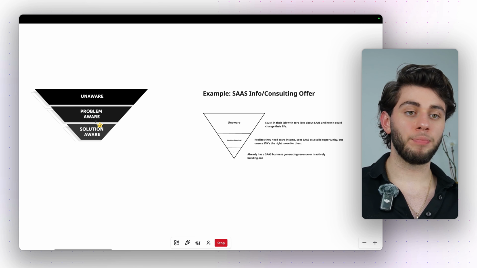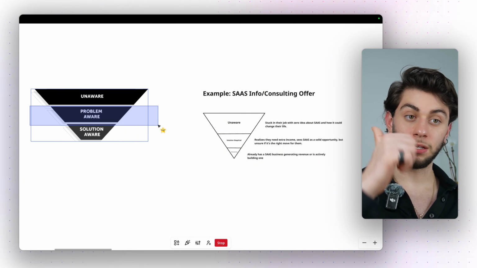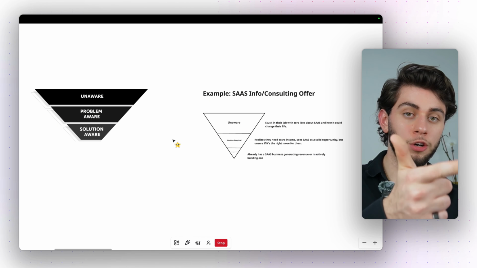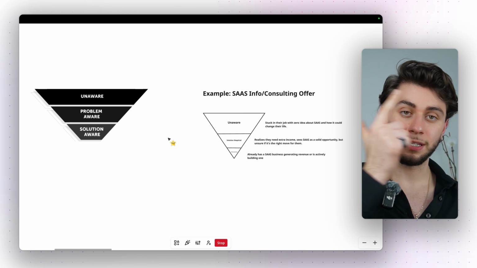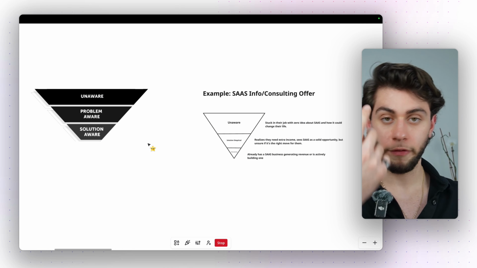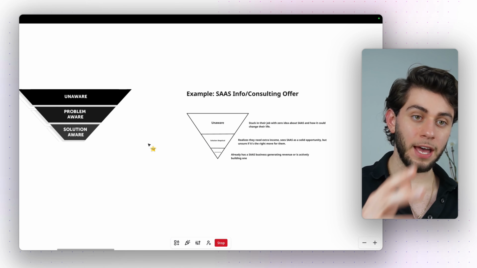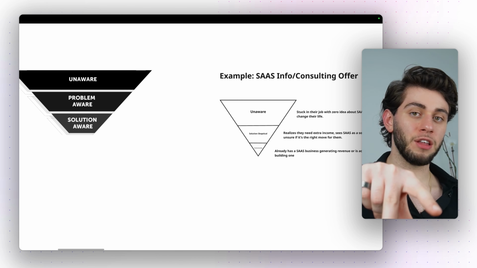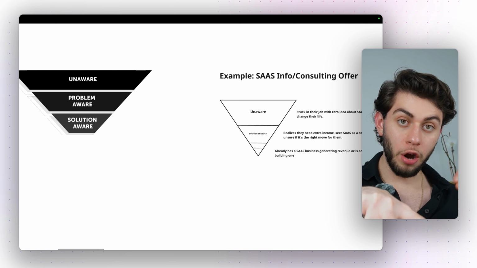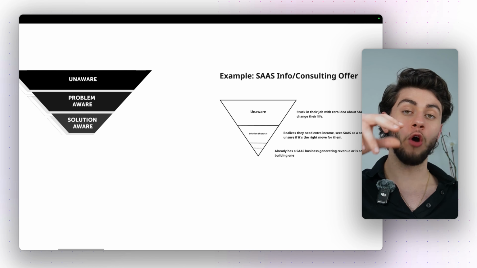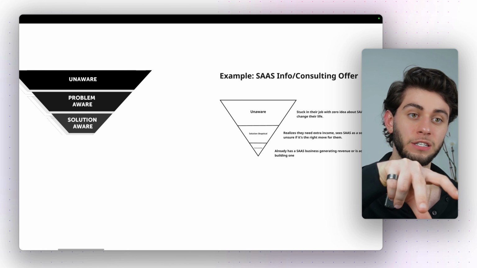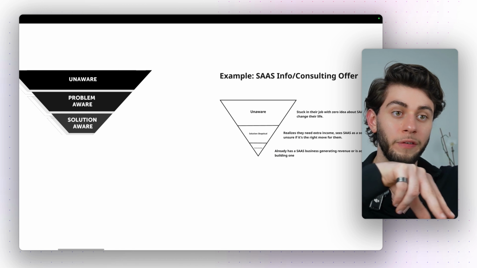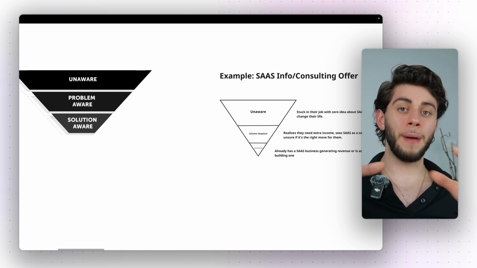In this case, a problem aware lead could be somebody who has the problem of needing to make more money, right? But they're not sold on your solution yet, which is building a SaaS business to make more money. Again, I'm just giving you an example right here. So if you want to convert a problem aware lead or prospect, you not only have to sell them on the idea that you're the best person to learn from to build a SaaS product, you also have to sell them on the idea that SaaS is better than all of the other business models that they can use to fix their problem, which is essentially making more money, right?